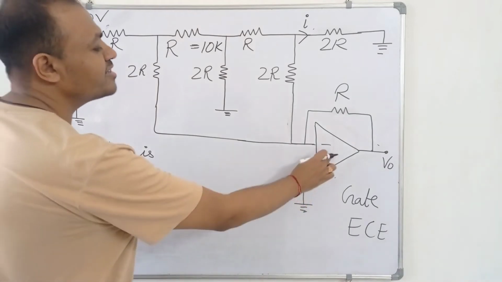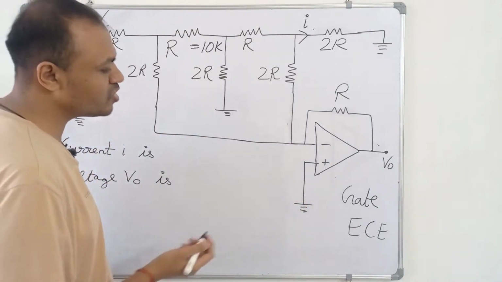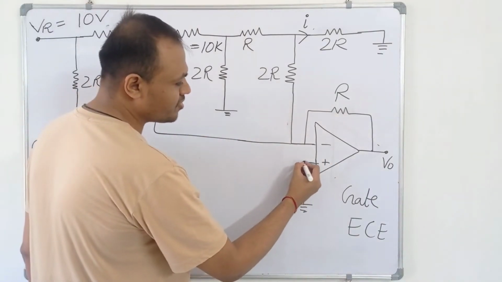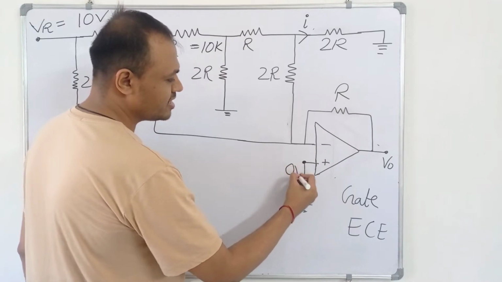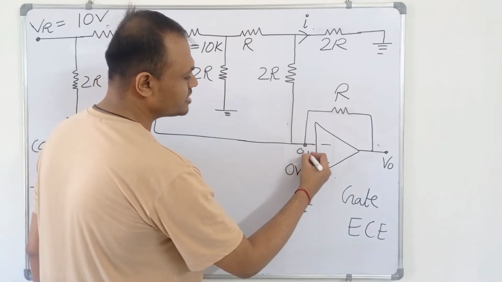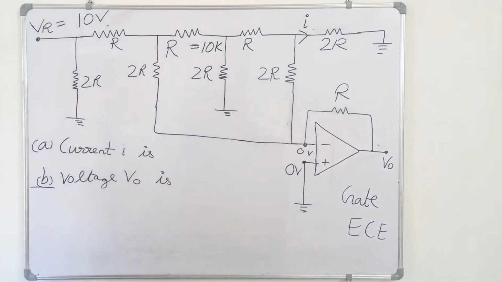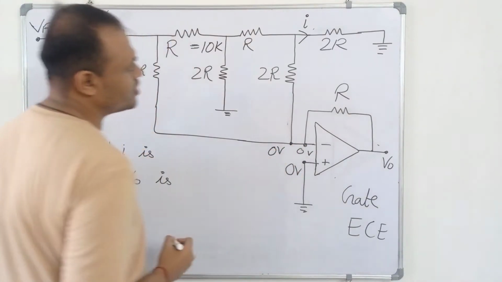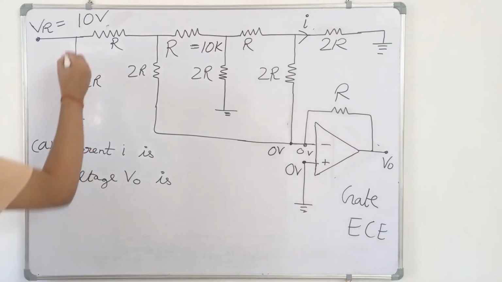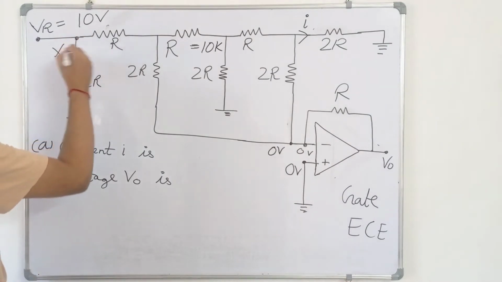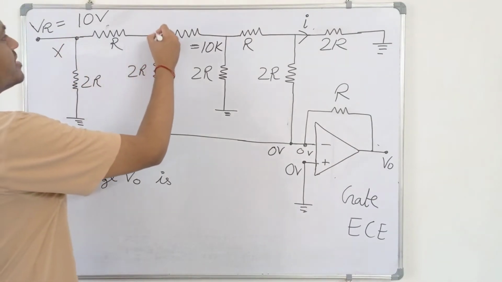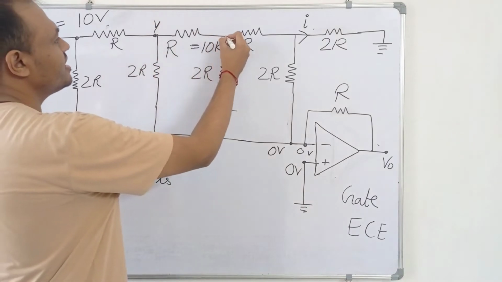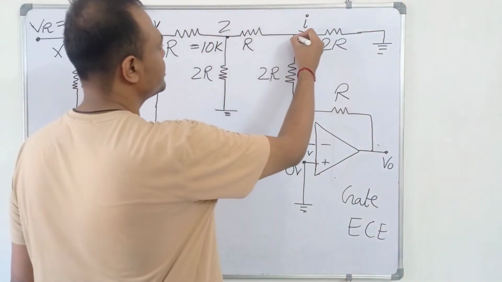First, this is an ideal op amp. So if this voltage is 0 volt because it is grounded, this voltage will also be equal to 0 volt by the virtual ground concept. So this voltage will also be equal to 0 volt. Let me name this node as X, let this node be Y, let this node be Z, and let this node be W.